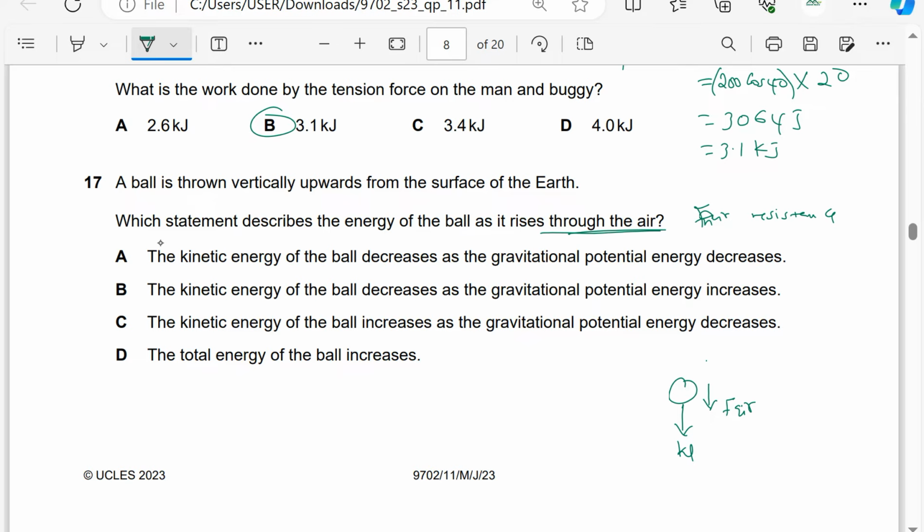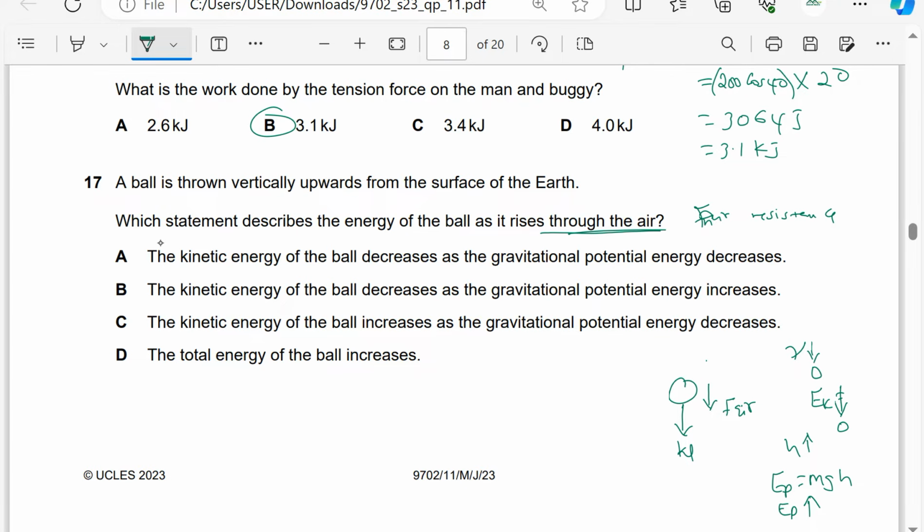What does that mean? Since it is going upwards, the force due to air resistance decreases because it doesn't speed up. But the velocity decreases to zero at the highest point, which means as it goes upwards, the kinetic energy decreases to zero at the highest point. But then as it goes upwards, h increases. And remember, potential energy is equal to mgh. So we can say potential energy increases. So we should look at those two. Let's see what is given here.